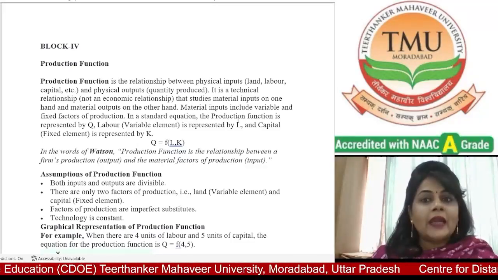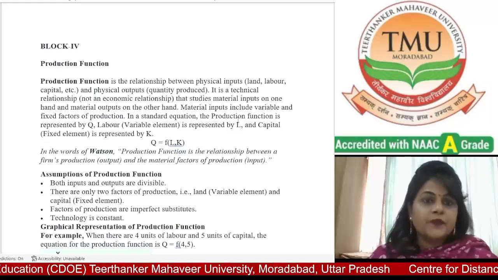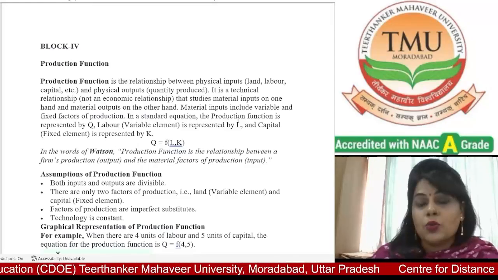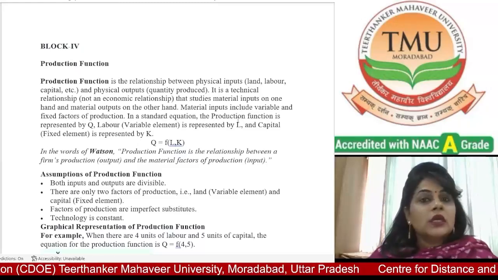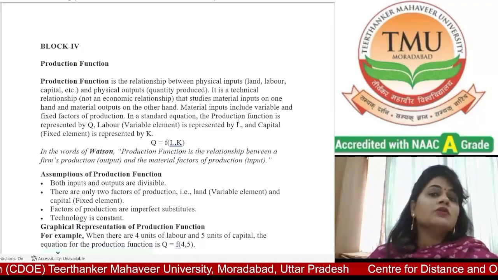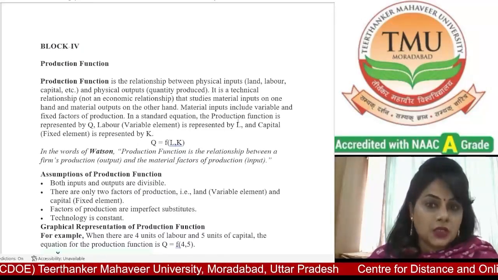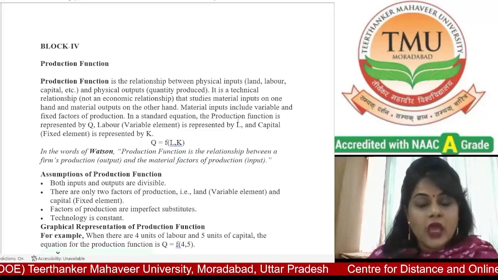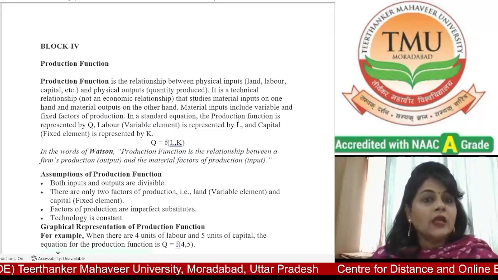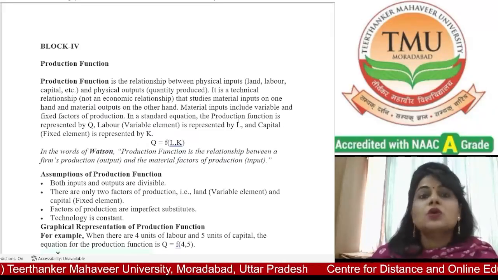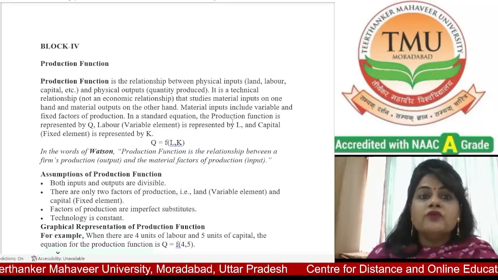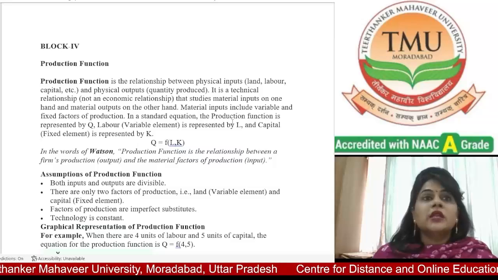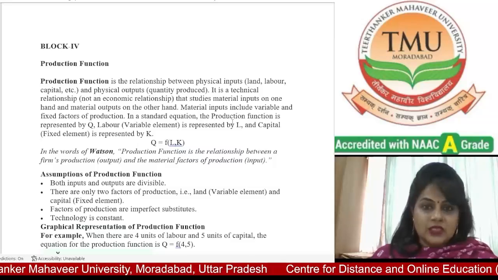physical inputs, that is land, labor, capital, etc., and the physical output, that is, quantity produced. Inputs, we also discussed as the factors of production. In it, we have also discussed land, labor, and capital. These are also called the physical inputs. Output, physical outputs, quantity produced, that is goods and services.